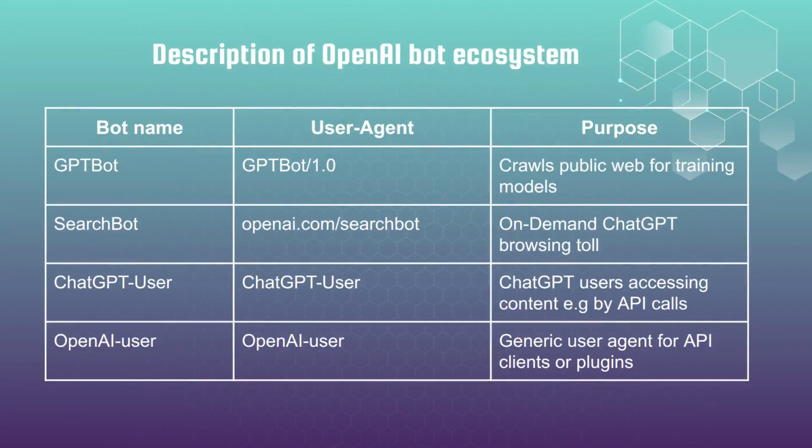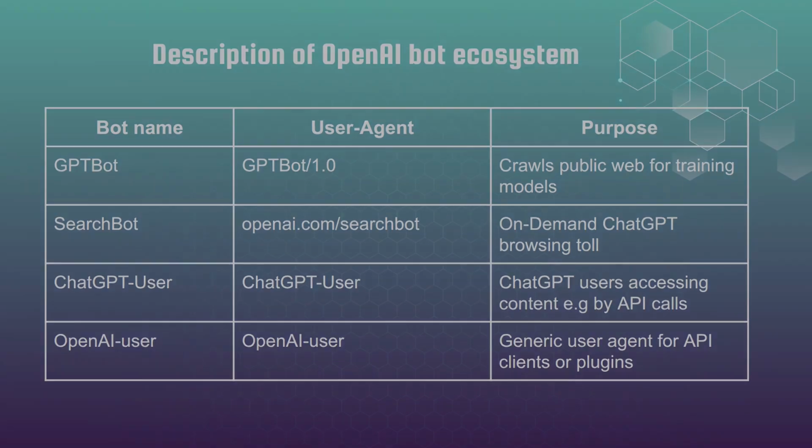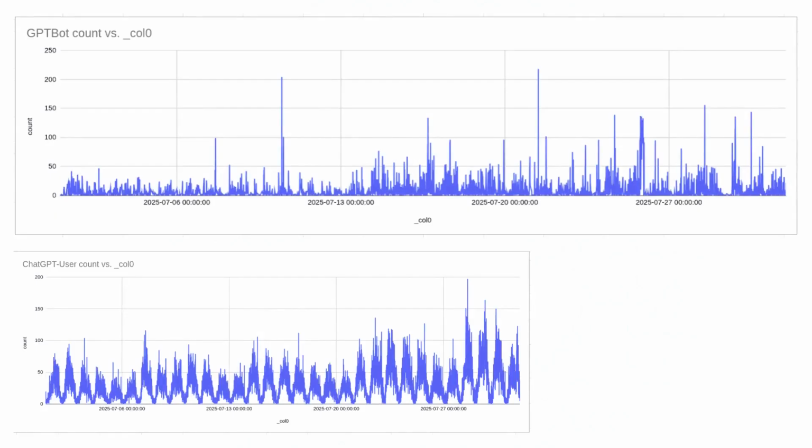Here is an example of the OpenAI bot ecosystem. GPTBot, that is the classical training bot, crawls the public web for training models, and SearchBot, that is the on-demand type. Finally, we have here ChatGPT and OpenAI user bots, which are mostly related to using API and plugins. Now let's compare the OpenAI ecosystem to Google and Bing bots activity. Here I prepared some interesting graph.